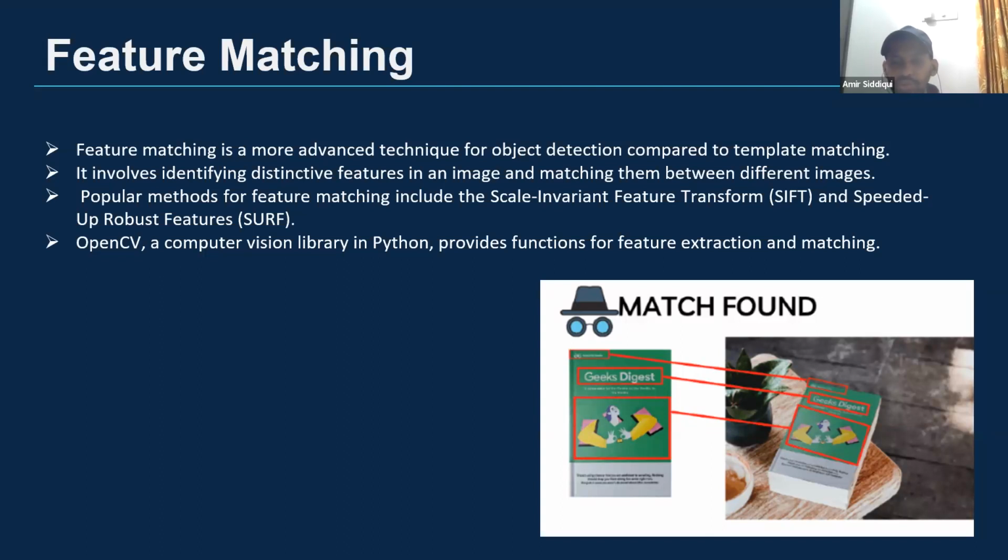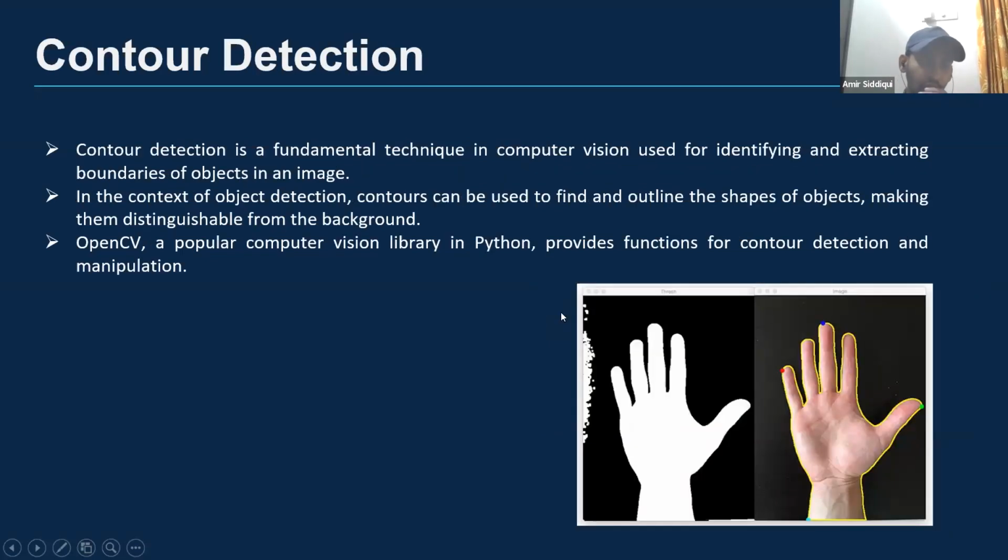So out of all the books, it should be able to detect this book and its features, like its name and image, from the original ones. So that is feature matching. Then we have contour detection. Contour detection is nothing but detecting the edges.